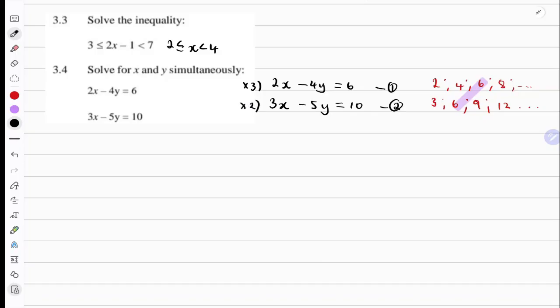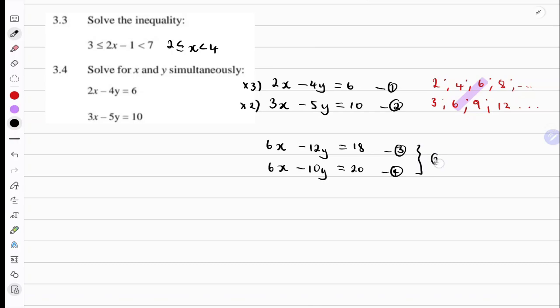So if you multiply throughout by 3 in the first equation, you get 6x minus 12y is equal to 18. And in the second equation, you get 6x minus 10y is equal to 20. So let's call this equation 3 and equation 4. So now we can eliminate 6 and 6.